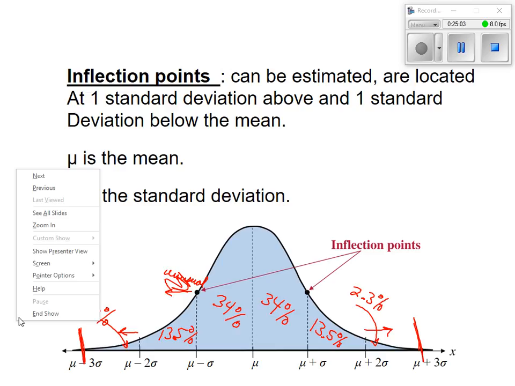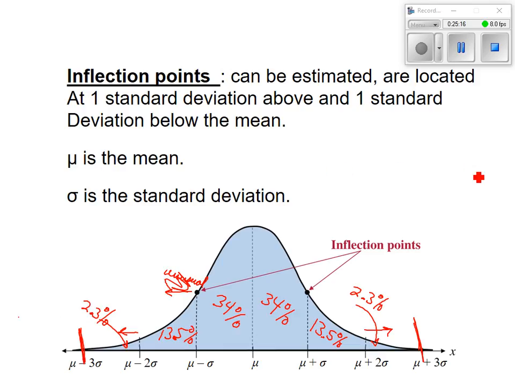Don't let this confuse you. This looks confusing at the bottom. This is your mean plus 1 standard deviation, your mean plus 2 standard deviations, mean plus 3 standard deviations. We had one of those problems on the exam. It said that the mean was 50 and your standard deviation was 10, and you had to draw the normal curve for it.